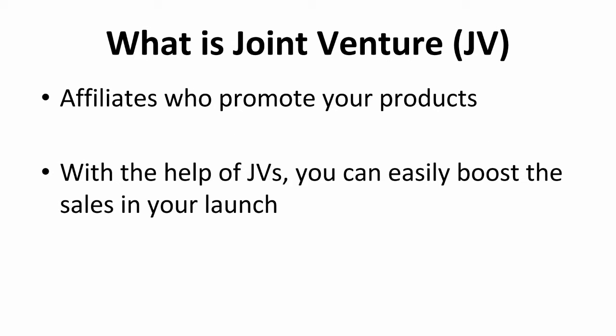Before that, what is a joint venture or JV? A JV is when a vendor, which is you in this case, gets the help from affiliates to promote their launch. The affiliates, for promoting and selling the product, will be paid in commissions. So, you may be wondering what exactly the differences between JVs and affiliates are. They are pretty much the same, but JVs usually have a closer relationship with you. Basically, that is the only difference.